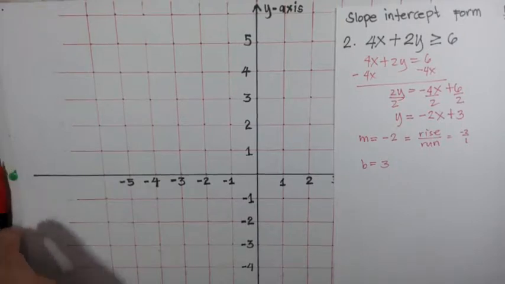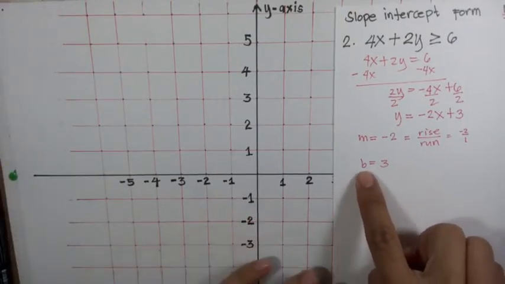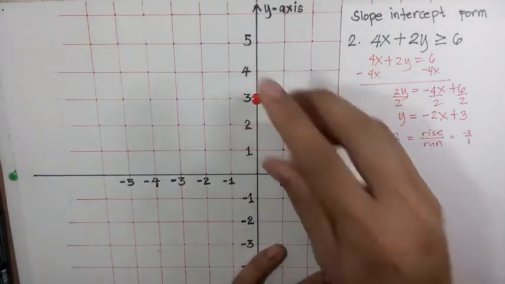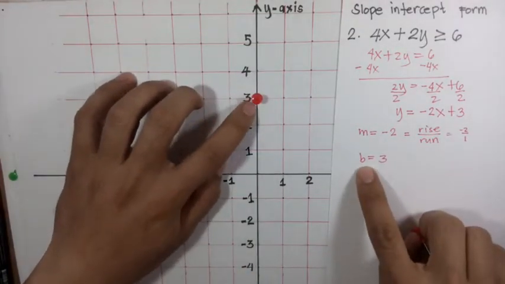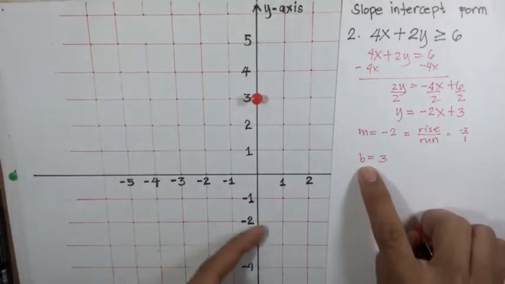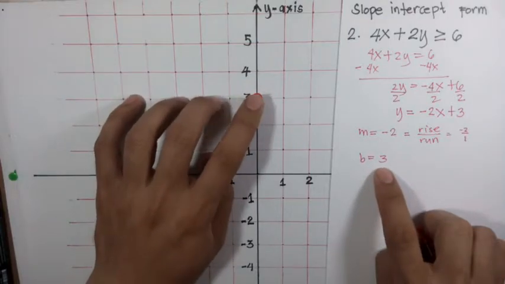To locate that on our Cartesian plane, the first thing that we are going to do is locate the y-intercept. And the y-intercept is positive 3. So here, this one. The y-intercept is positive 3 because you are going to find it on the y-axis. You find that one here. So the y-intercept is positive 3 here.